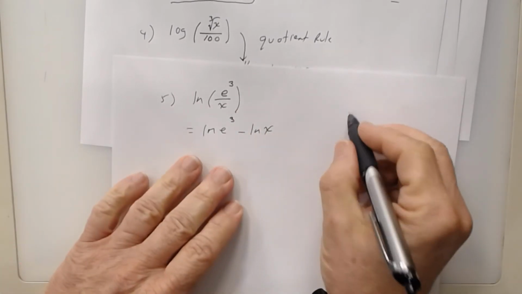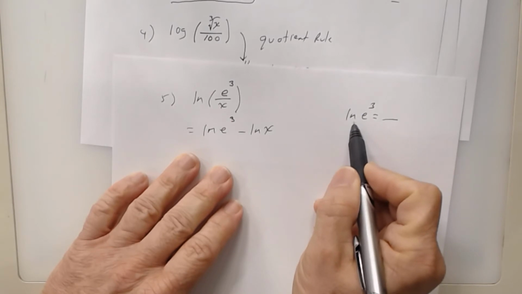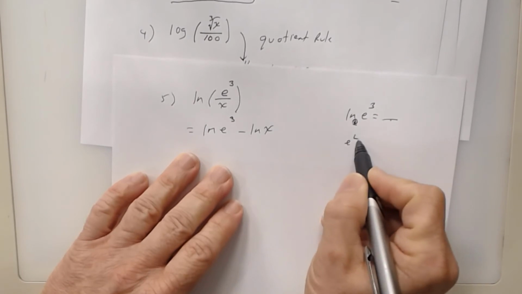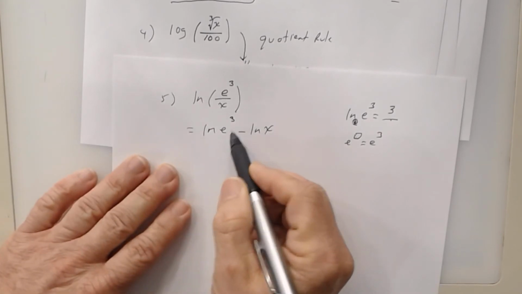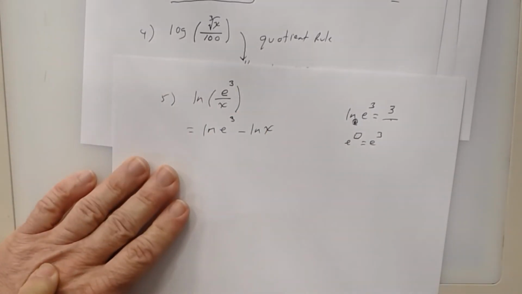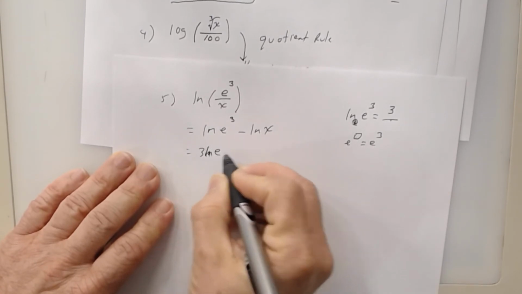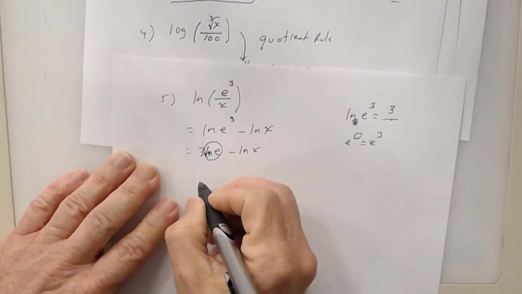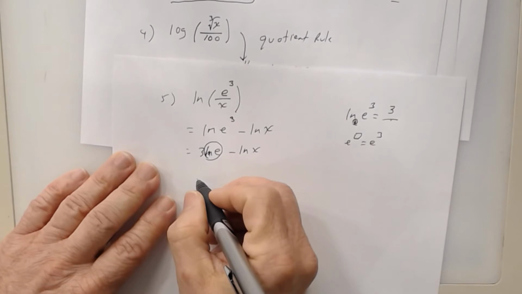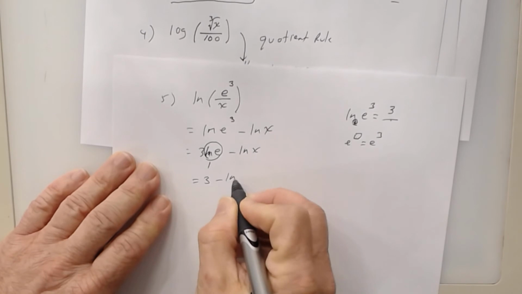Because remember in a previous lesson we learned this. Ln is understood to have what base? E. So e to the box equals e to the 3rd. So what's that box equal to? 3. But if you want to go ahead and use the power rule, that's fine. You'd say 3 natural log of e minus the natural log of x. But what's the natural log of e? No, don't say cancel. What's the natural log of e? 1. And what's 3 times 1? 3. So it's 3 minus natural log of x.